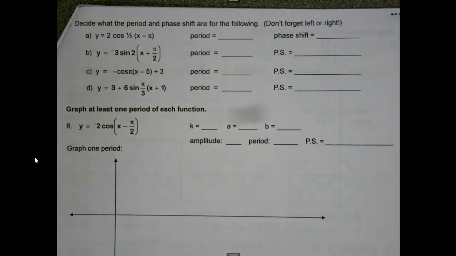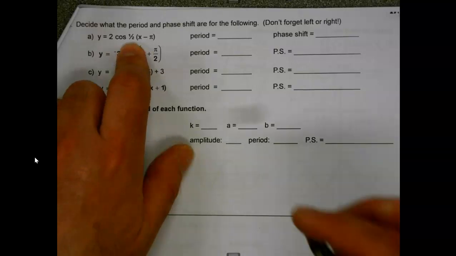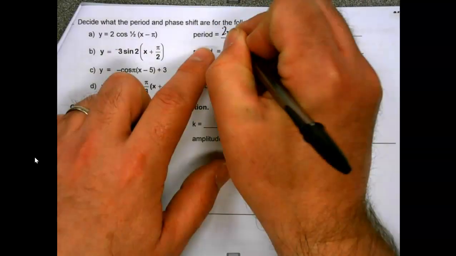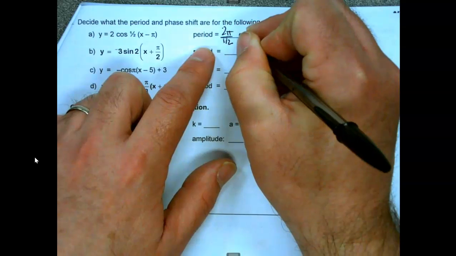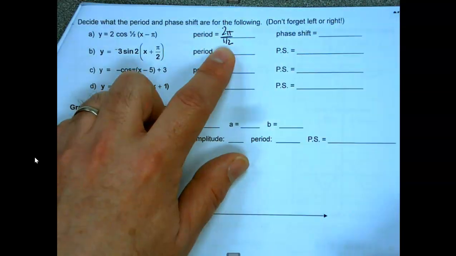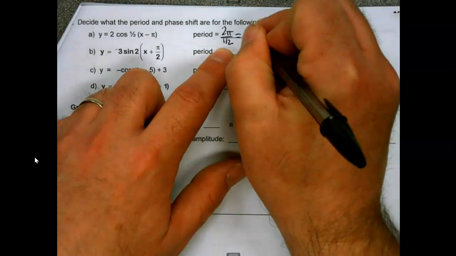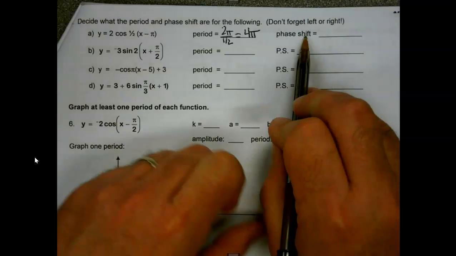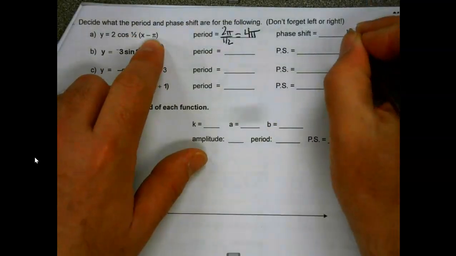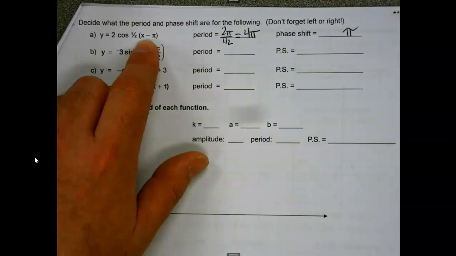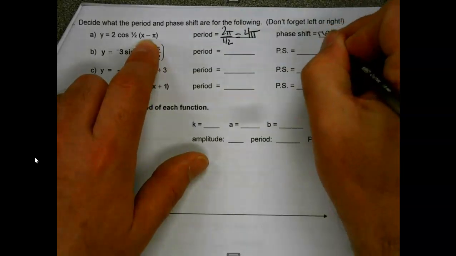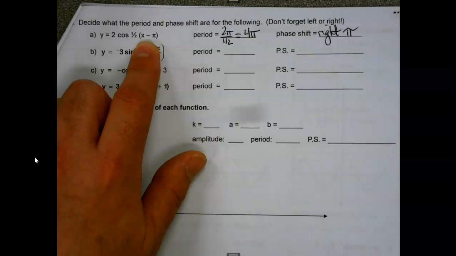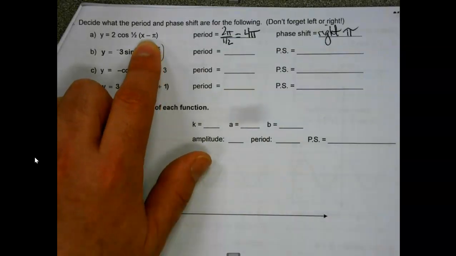So here, for instance, all sine and cosine, so all of our periods are basing from 2 pi. So there's my B value. So 2 pi over B. We talked about yesterday, if you're dividing by a fraction, multiply by its reciprocal. My period would be 4 pi. My phase shift, don't just write pi, it's right pi. Remember, it's the opposite. If it's minus, it's right. If it's plus, it's left.